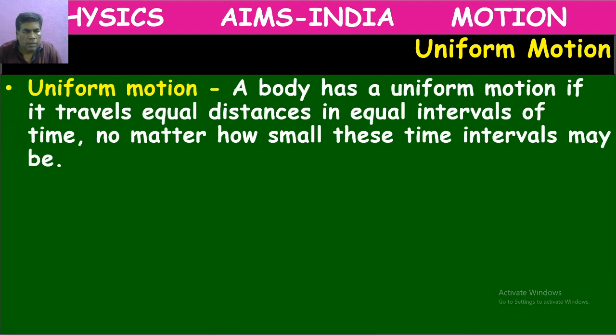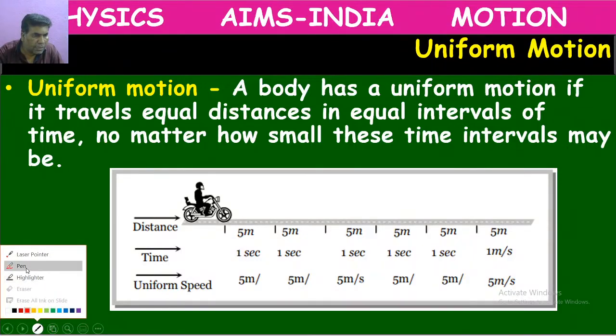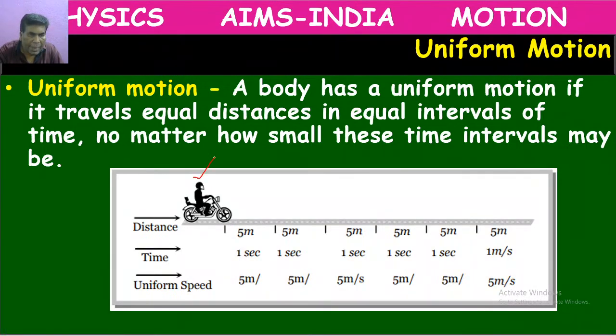If you observe this picture, what does it represent? A person is on a bike. He is traveling on a straight road in the forward direction. We have this diagram here, where they have given distance, time, and uniform speed.